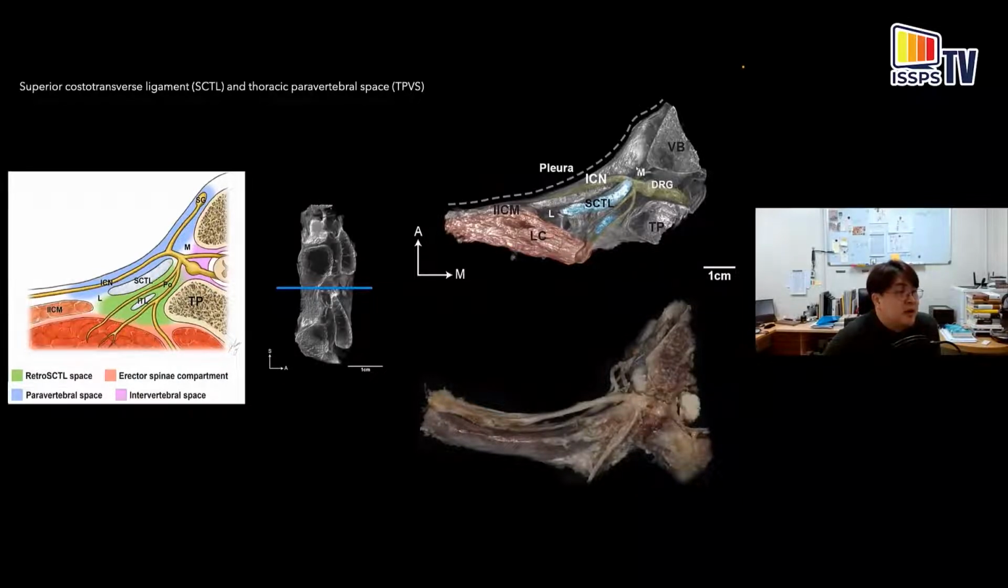The medial slit of the SCTL corresponded to the costotransverse foramen, CTF. The ventral lamina of the spinal nerve was observed to exit through the CTF and enter the TPVS. The CTF or medial slit seemed to be very close to the intervertebral foramen. We found another slit of the SCTL, and it was named the lateral slit. Actually, the SCTL was located very close to the pleura. So the TPVS appeared to be a narrower space than previously known.